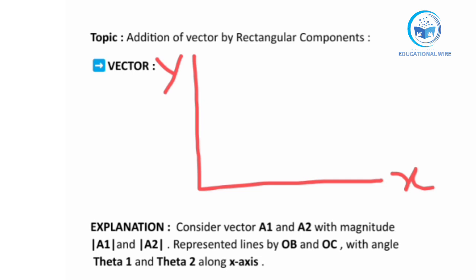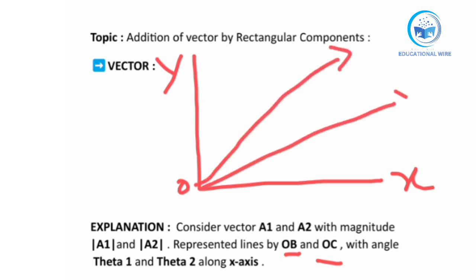Here we have the x-axis and y-axis. So here is our origin, that is O. After that it says to represent lines by OB and OC, so we make one line that is represented by OB and a second line OC. Okay, these both are lines.